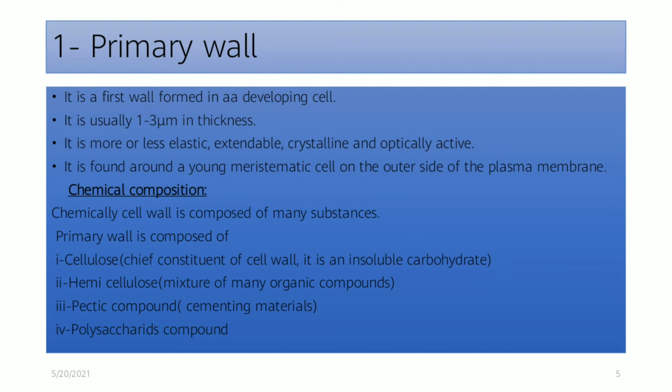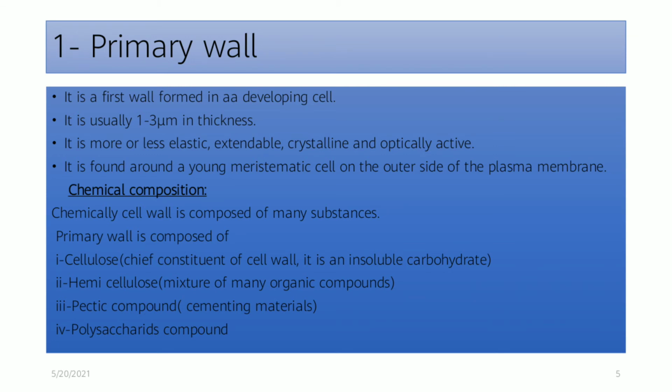So what is primary wall? It is a first wall formed in a developing cell. It is usually 1 to 3 micrometer in thickness. It is more or less elastic, extendable, crystalline, and optically active. It is found around a young meristematic cell on the outer side of the plasma membrane.